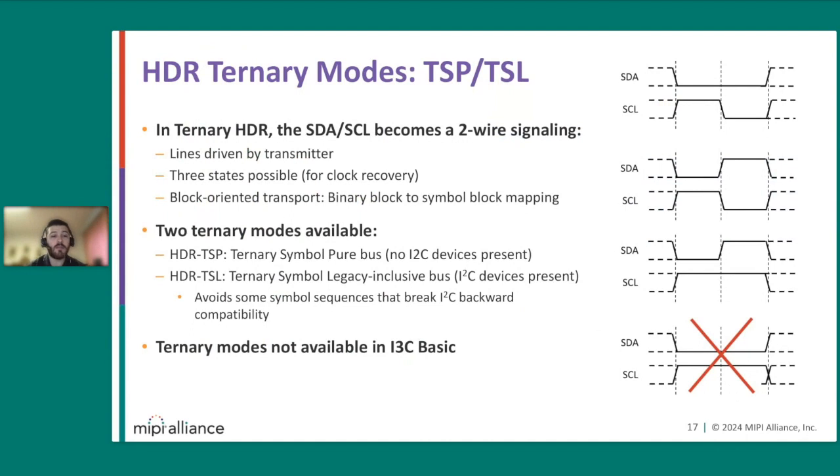So as I mentioned before, two ternary modes are available. The pure for when no I2C devices are present, and then the legacy inclusive, which allows those I2C devices. The biggest difference between them is that there are some symbol sequences that are needed in order to hold I2C backwards compatibility. And so the TSL, or ternary symbol legacy, takes those into consideration. Also to note, these are not available in the I3C basic. So these are only available in the I3C full release version. But with this, obviously a much different communication style, you're able to get a more reliable bus and of course much more data throughput. Okay, so that's our ternary.